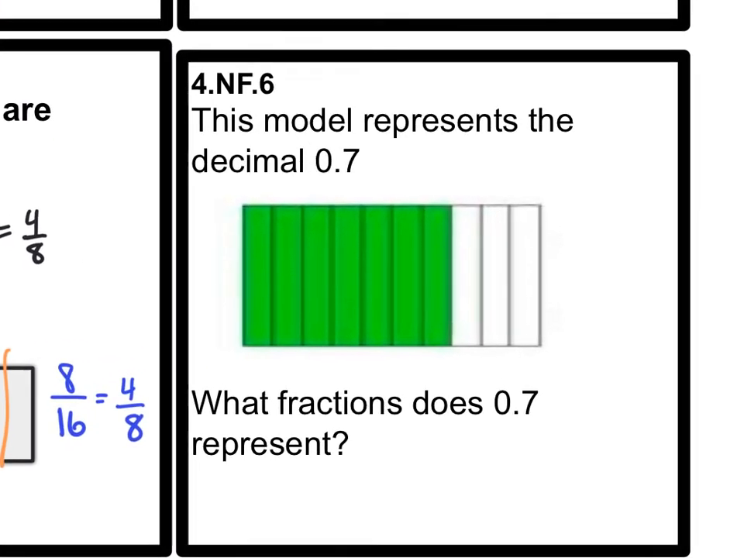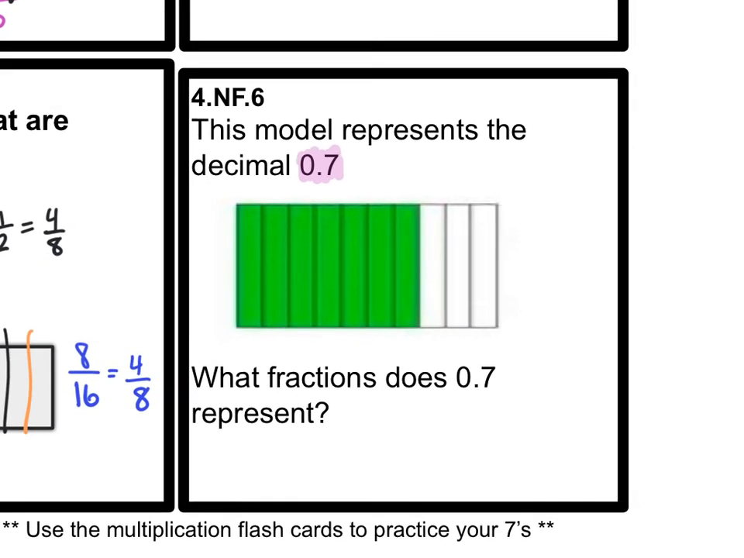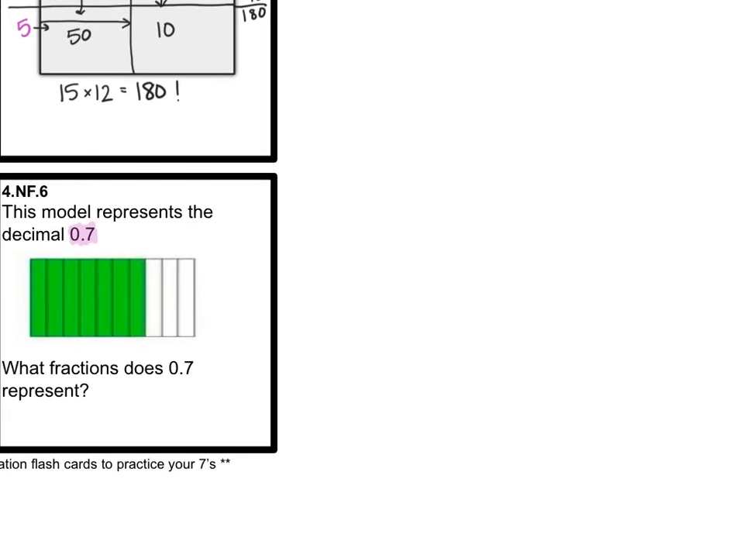And last but not least, this model represents the decimal 0.7, or 7/10. That is actually how you say this. And I know we haven't worked a lot on decimals, friends, but this 0.7 right here, that is actually how you pronounce 7/10. What fractions does 0.7 represent?